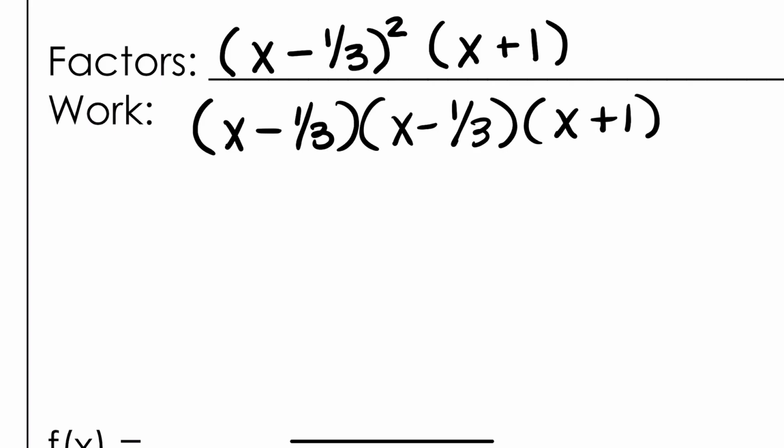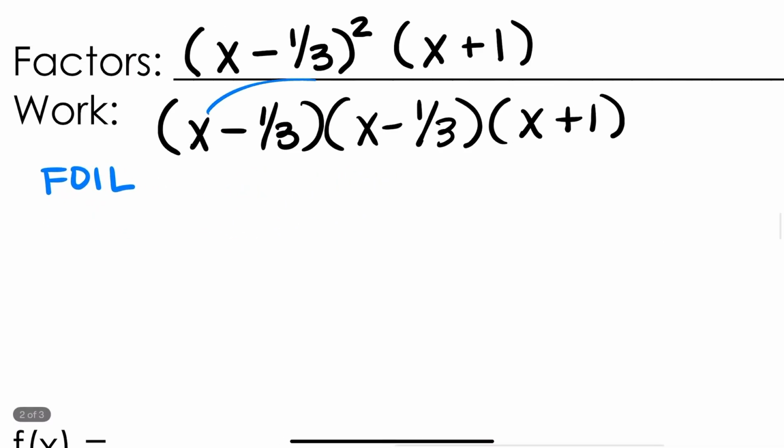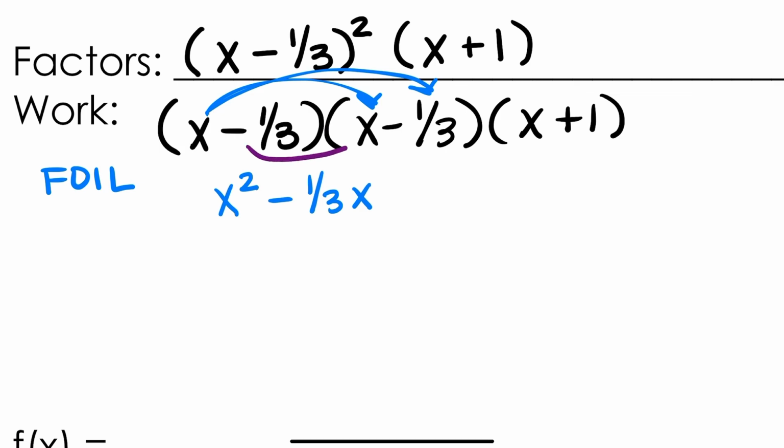Okay. We're now going to FOIL the first 2 factors. Let me move this over actually. Okay. So we have x times x is x squared. x times negative 1/3 is negative 1/3 x. Negative 1/3 times x. Here, negative 1/3 times x is negative 1/3 x again. And negative 1/3 times negative 1/3 is positive 1/9.